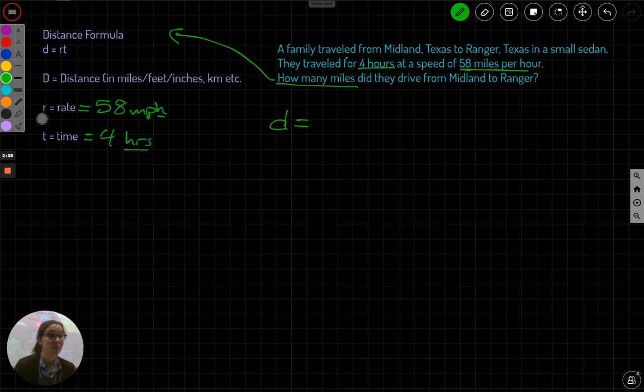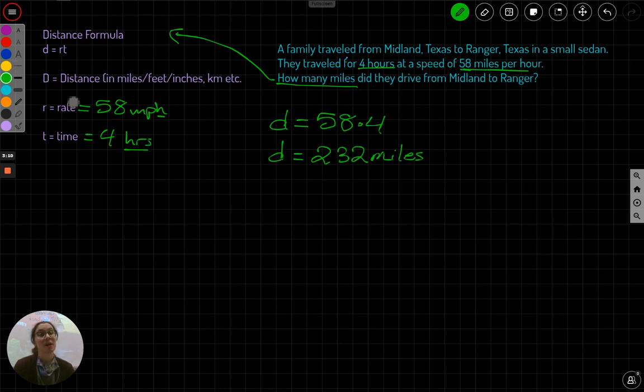All we need to do now is plug in R for R and T for T. R is 58 times 4. 58 times 4, which equals 232 miles. Notice that I don't finish this off with miles per hour. It's just miles. Distance is just in miles. Not miles per hour, not miles per minute, just miles.